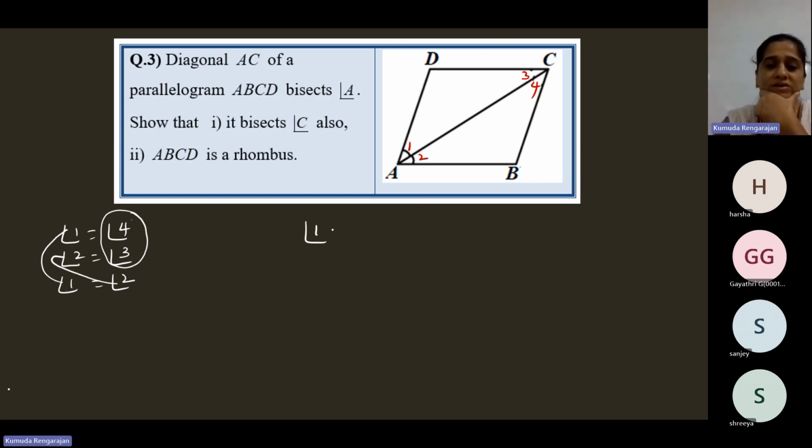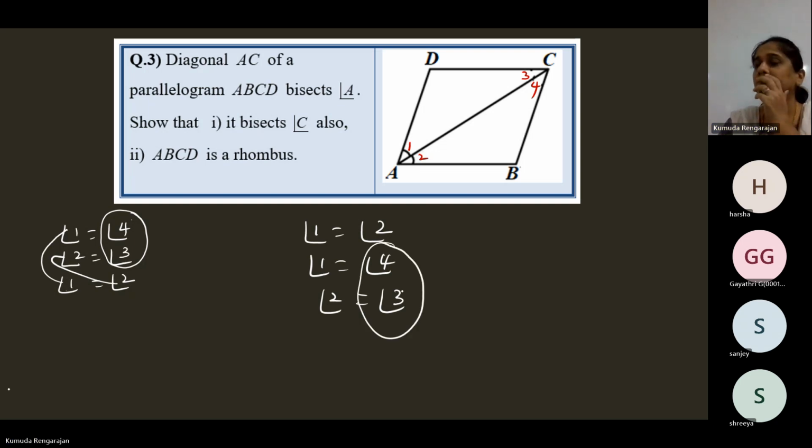Angle 1 is equal to angle 2. But 1 is equal to 4, and 2 is equal to 3. That means 3 and 4 are equal. To understand this, you can use that letter like I showed you, no? All the angles are equal. So angle 3 is equal to angle 4, which means AC bisects angle C.